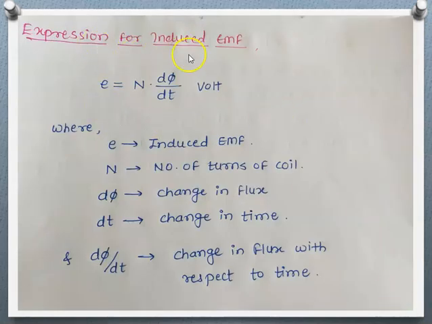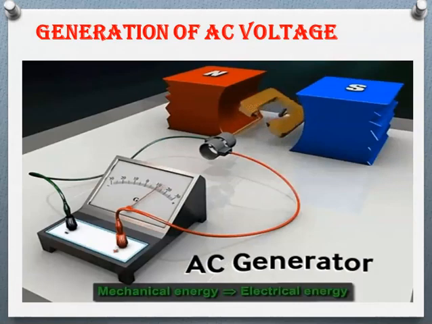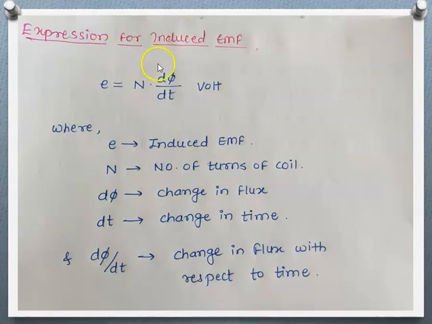It can be expressed by the given equation: E = N dφ/dt volt, where E is the induced EMF in the conductor, N is the number of turns of the coil, dφ is the change in flux, and dt is the change in time. So dφ/dt is the change in flux with respect to time. So this is the expression for induced EMF.